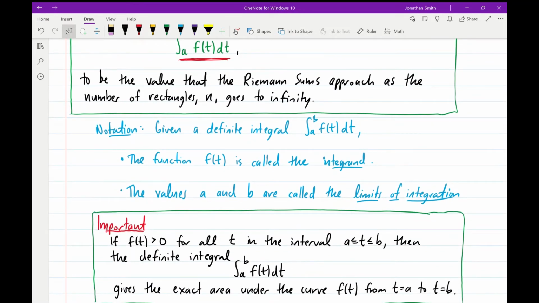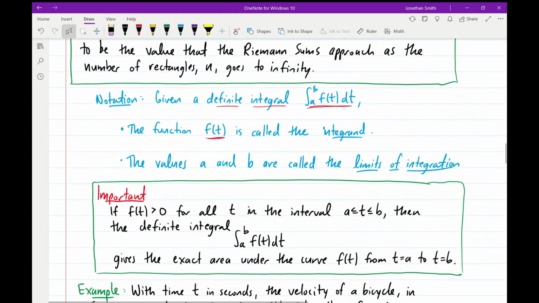Okay, so if we have a definite integral that's given to us, so the integral from a to b of f of t dt, then the function inside of the integral, f of t, is called the integrand of the function. So that's just some terminology for you. And the values a and b that are showing up at the top and the bottom of that integral, those are called the limits of integration.